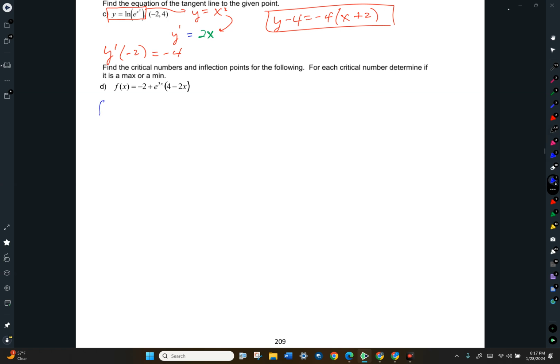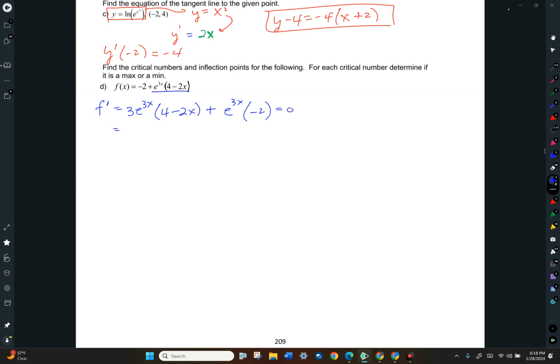I'm going to say, so the derivative is going to be, derivative of -2 is nothing. Okay, in order to do the derivative of this part, I'm going to do a product rule. So the derivative of e to the 3x is 3 e to the 3x, so derivative of the first, and then the second is the entire parenthesis, so times the second, plus the first, which is e to the 3x. And then the derivative of the second is just going to be -2. And if I want the critical numbers, I need to see where this whole thing equals 0.